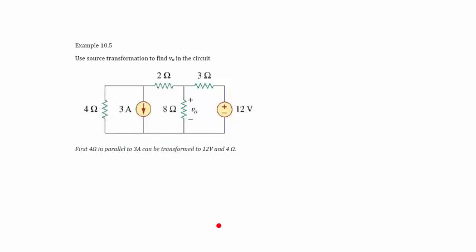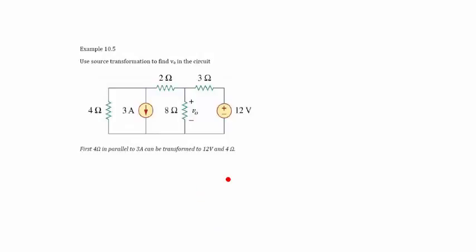Okay, so let's look at this example first. It says that using source transformation, find V0 in this circuit. Okay, so as you can see from the rules, the first rule that we can see here is that the resistor and the current supply are in parallel, so you can change these two to a voltage source and resistor in series. Okay, so you can add these two resistors. So that is what we'll be looking at first.